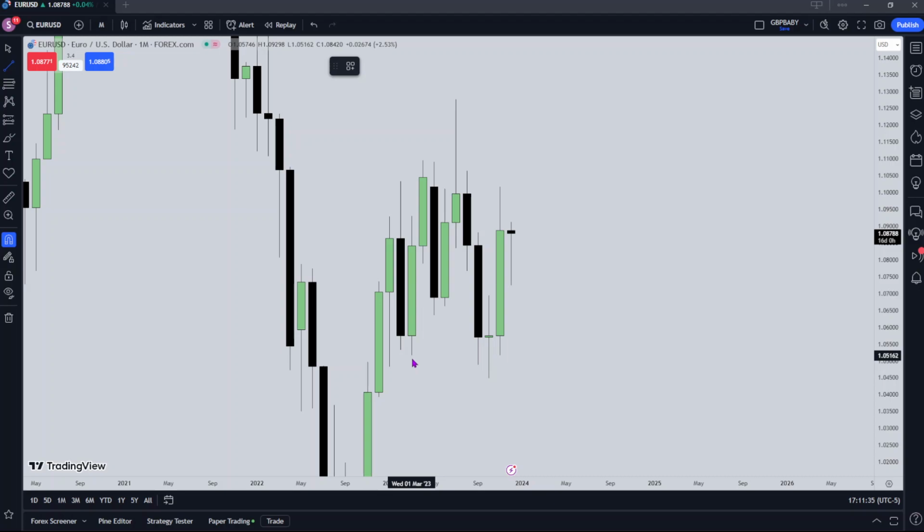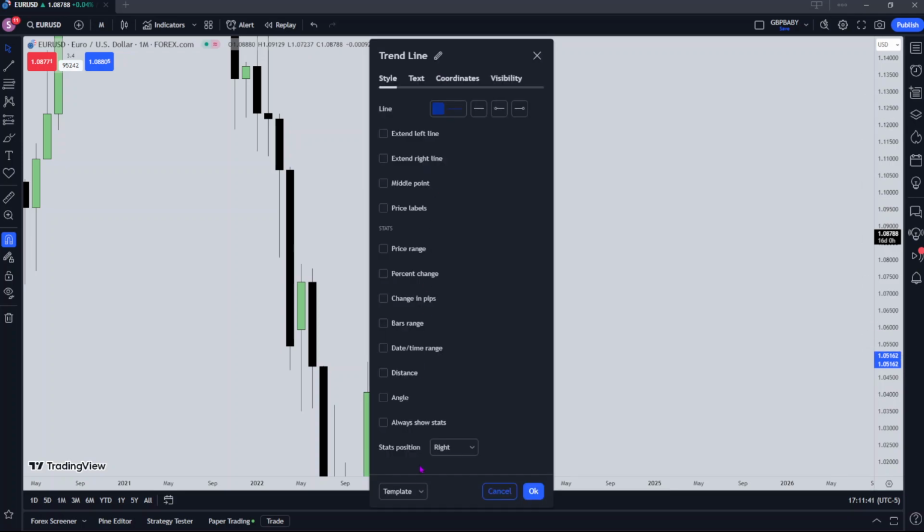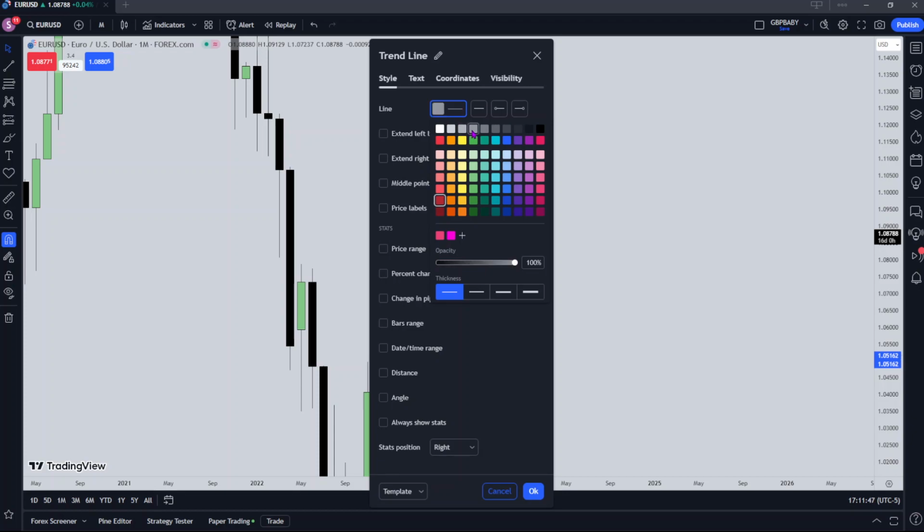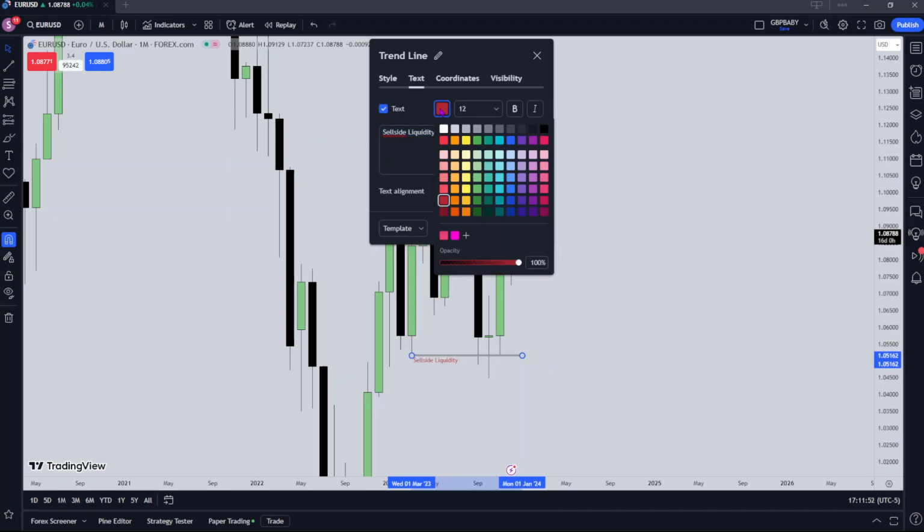First, I'm going to start with the sell side liquidity that we can see has been grabbed here during September and October. So I'm going to mark this out as sell side liquidity, and because it's been grabbed, what I like to do is grey it out. So I'm going to grey it out, and I'm also going to make this the thickest. And the reason I'm doing that is so that when we drop down to lower time frames, we can actually see what we're looking at.